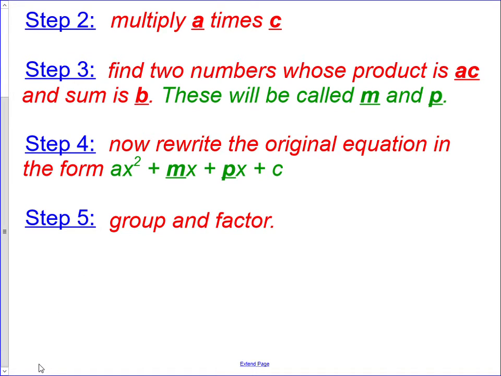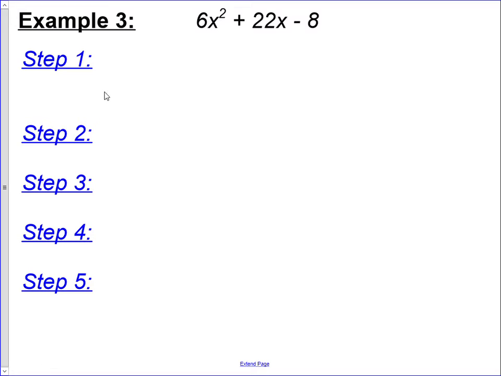Let's take a look at an example of one of these. Here we have 6x squared plus 22x minus 8. When we look at this, we can see that the 6 is an even number, the 22 is an even number, and the 8 is an even number, so we can factor out a 2. And when we factor out 2, we have 2 times (3x squared plus 11x minus 4).